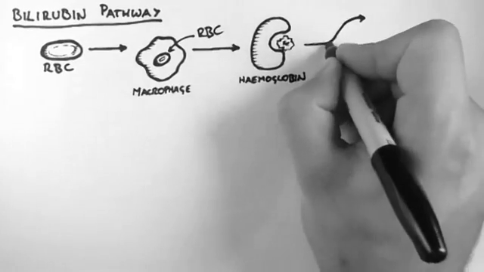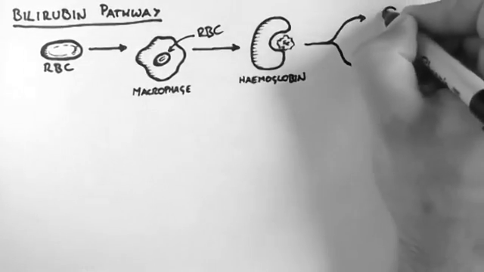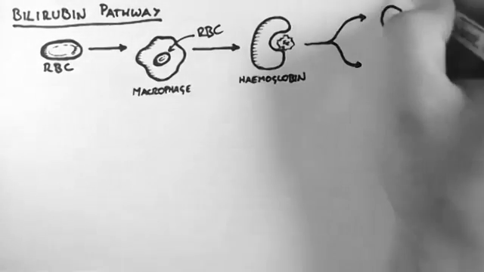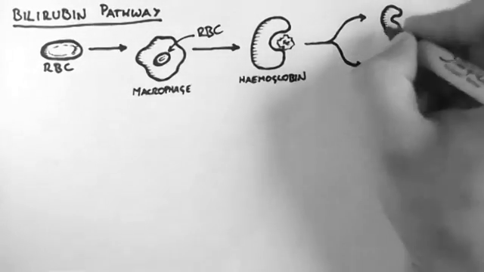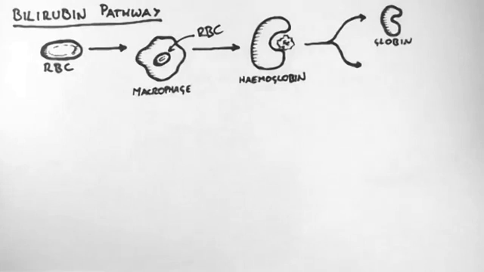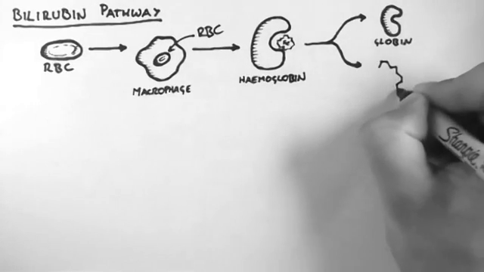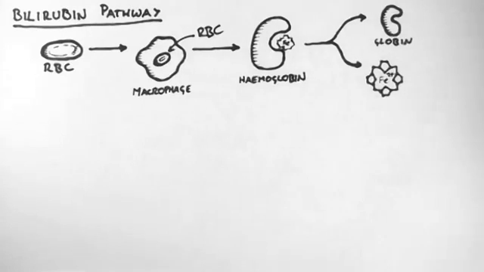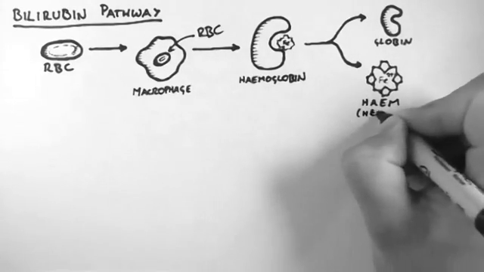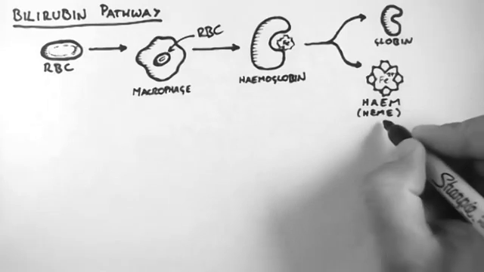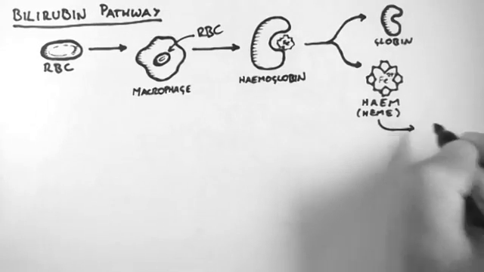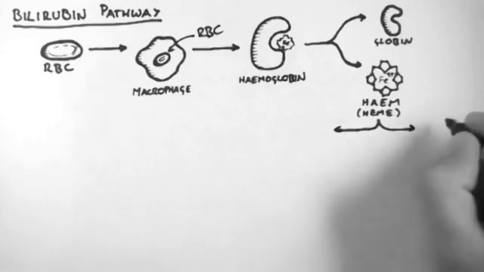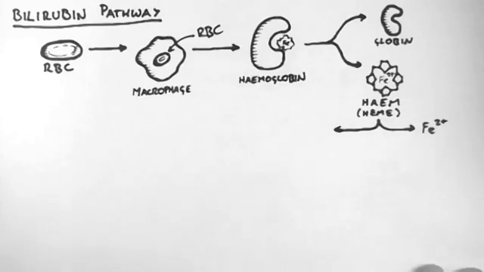The globin and the heme dissociate. So this is the globin part, and the protein gets broken down and recycled. And this is the heme part. This is also spelt H-E-M-E in North America. The ion dissociates from the heme and it gets reused for making new red blood cells.